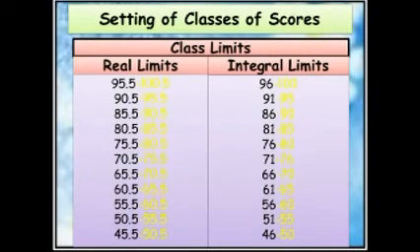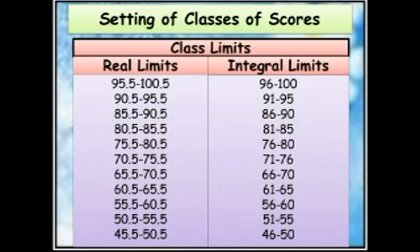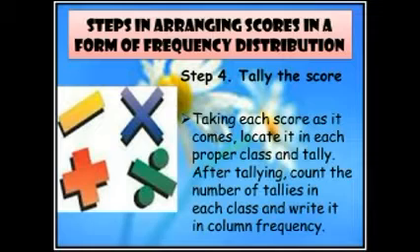While on the right side, we must subtract 0.5. 100.5 minus 0.5 is 100. 95.5 minus 0.5 is 95. 90.5 minus 0.5 is 90, and so on. Step 4: Tally the scores. Taking each score as it comes, locate it in each proper class and tally. After tallying, count the number of tallies in each class and write it in the frequency column.